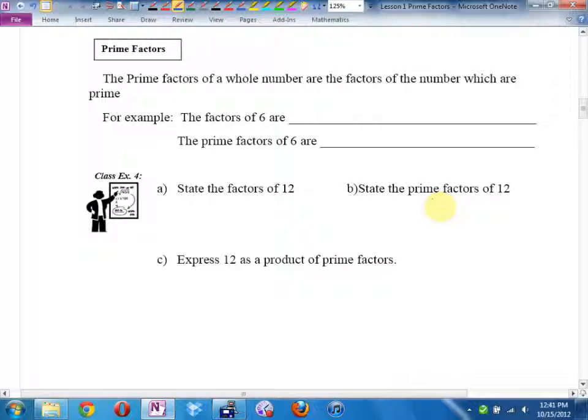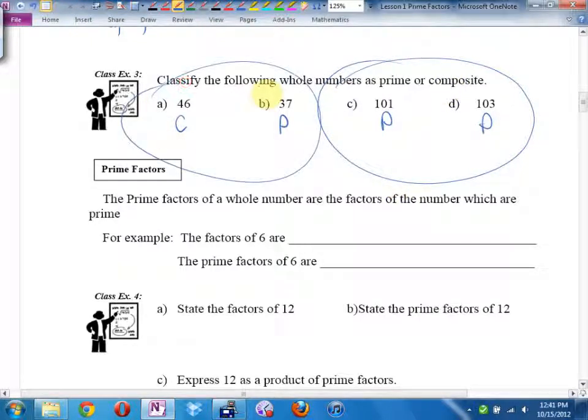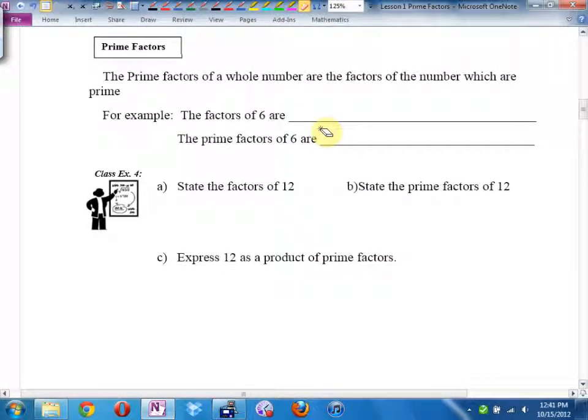Now, having said that, we're not going to be giving you too many of these size numbers, but these ones are absolutely fair game. Stuff below 100, yeah. So, prime factorization. The prime factors of a whole number are the factors of the number which are prime. So, for example, the factors of 6 are 1, 2, 3, and 6. The prime factors of 6 are 2 and 3. No, 1's not prime, because 1 doesn't have 2 divisors. It doesn't count, right? It's special.